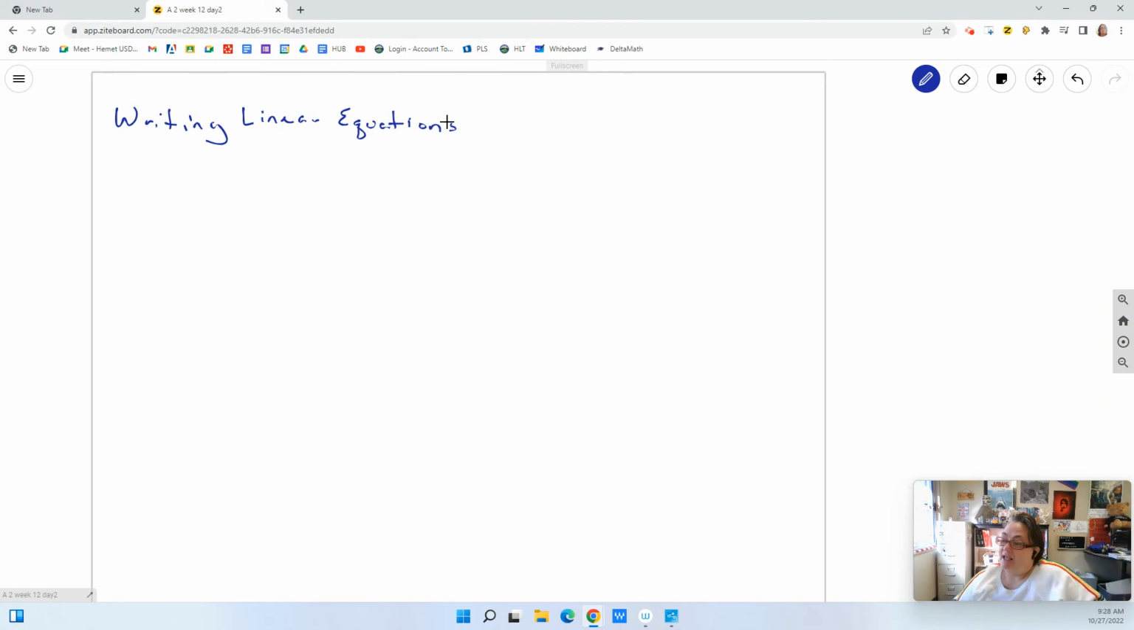We can write any linear equation as long as we have either 2 points or a point and a slope, right? Because if I have 2 points on the graph of that line, I can find the slope of the line. And if I have a point and a slope, we can use something called the point slope formula.